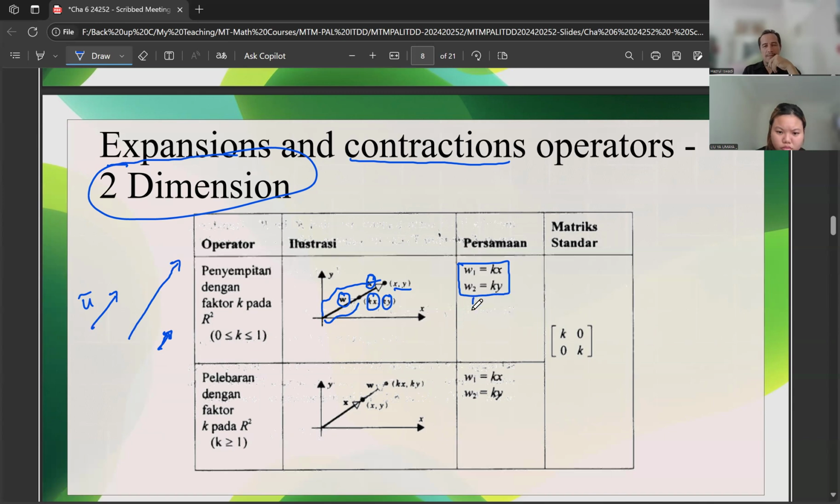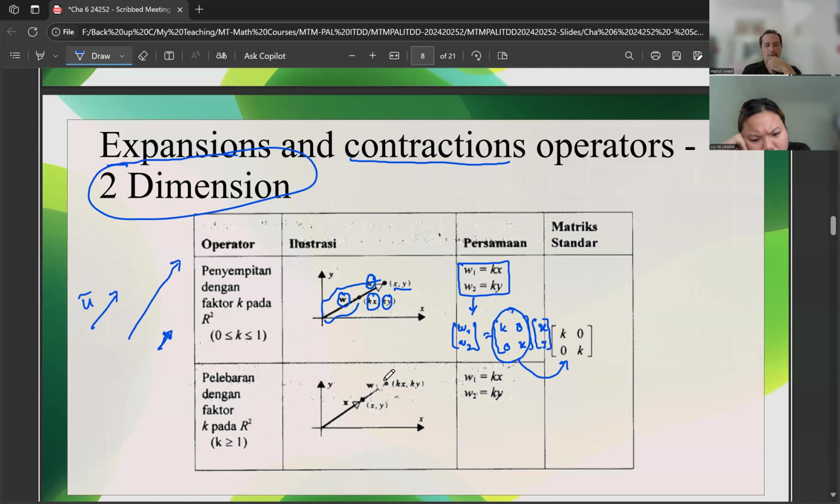And from this equation, we can make the matrix notation. This is W1, W2, and we have the matrix K 0, 0, K, and then we multiply by X and Y here. So our matrix standard is like this.